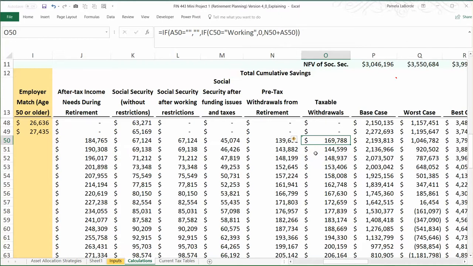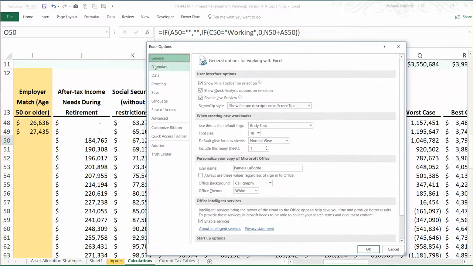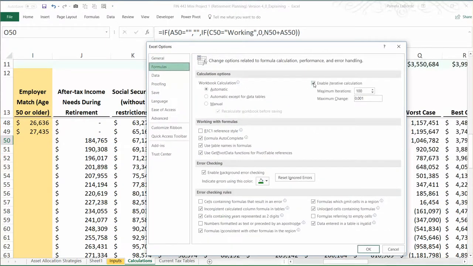Now, this creates a circular reference issue, but it's one that is necessary and it's not a mistake. So this is why I have my circular references allowed. And just to reinforce how to do that, to turn on your circular references, you click on File, Options, Formulas, and check this Enable Iterative Calculations.